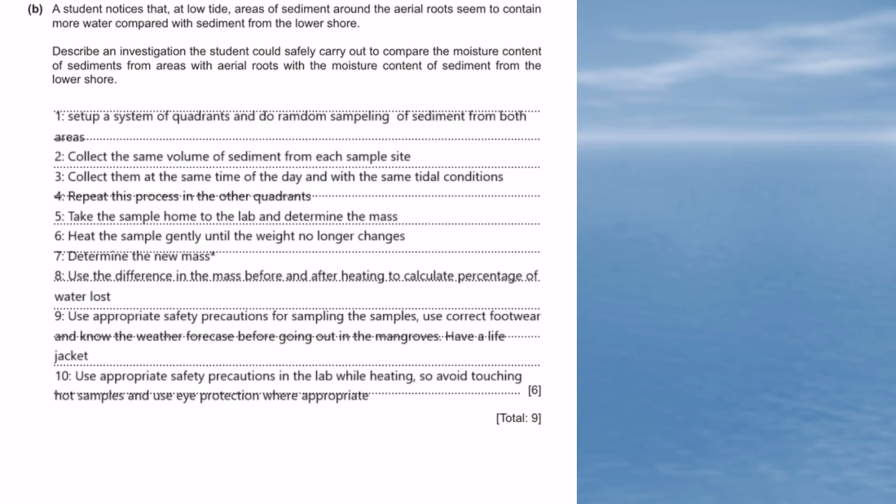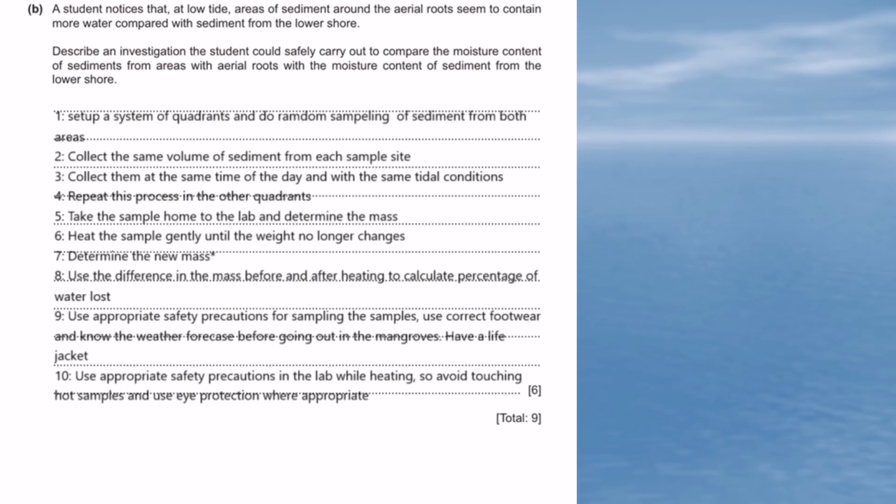I would start by saying you could set up a system of quadrats to do random sampling of a sediment from both areas. And I will collect the same volume, it's important, of sediments from each sample site. I would collect them at the same time of the day with the same tidal conditions. And I will repeat this process in other quadrats. Then I'll take the samples home to the lab and determine the mass, and here you can say with a scale to be more accurate. Then I will heat the sample gently until the weight no longer changes, and then I'll determine the new mass. Here again you could write with a scale. I could use the difference in mass before and after heating to calculate the percentage of water lost. Then I can see how much more water there is in one sample than the other.